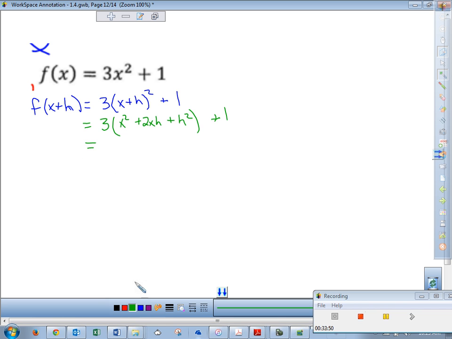Then keep bringing her down and distribute the 3. Or if you really wanted to, you could go straight to your difference quotient right away instead of writing it down twice, because once you distribute the 3, isn't that your f of x plus h in the first place? So I'm going to say that is really 3x squared plus 6xh plus 3h squared plus 1 in my difference quotient portion. Then I need to subtract away the original function, so everybody's sign changes, and it's all over h.